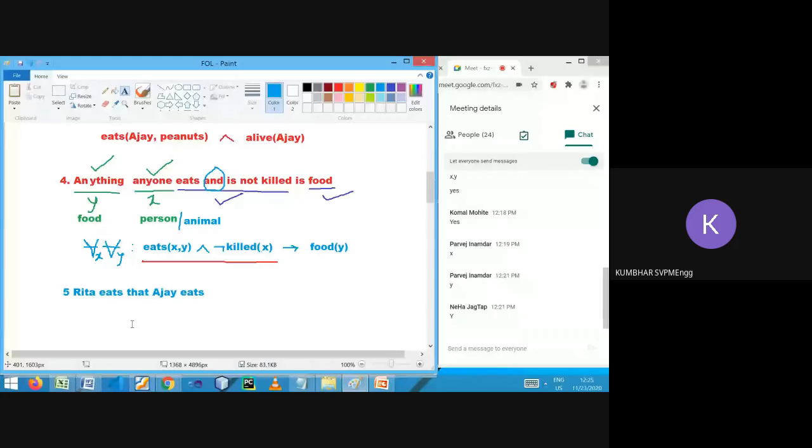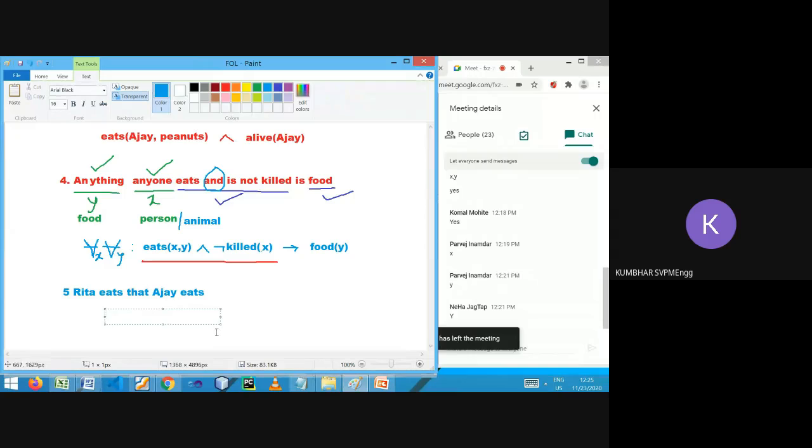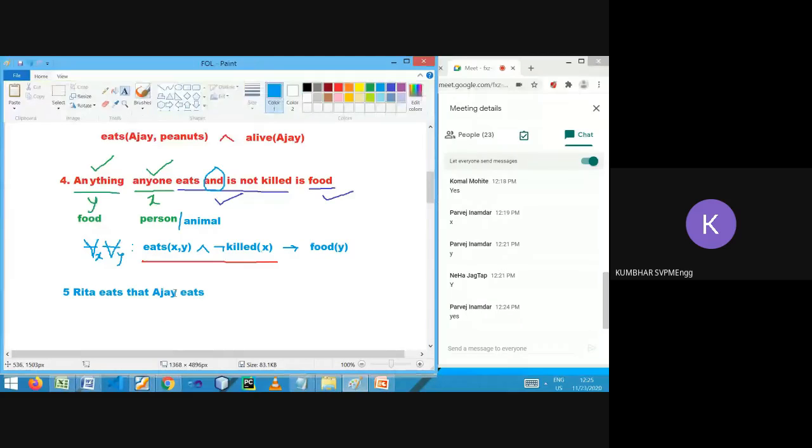Do we have to use any quantifier here? See, what we want to say is that something which Ajay eats, that Rita will eat. But is it all that Ajay eats that Rita eats? Suppose Ajay eats 5 types of different food, Rita eats all 5 or some of them. Tell me, what is the situation?